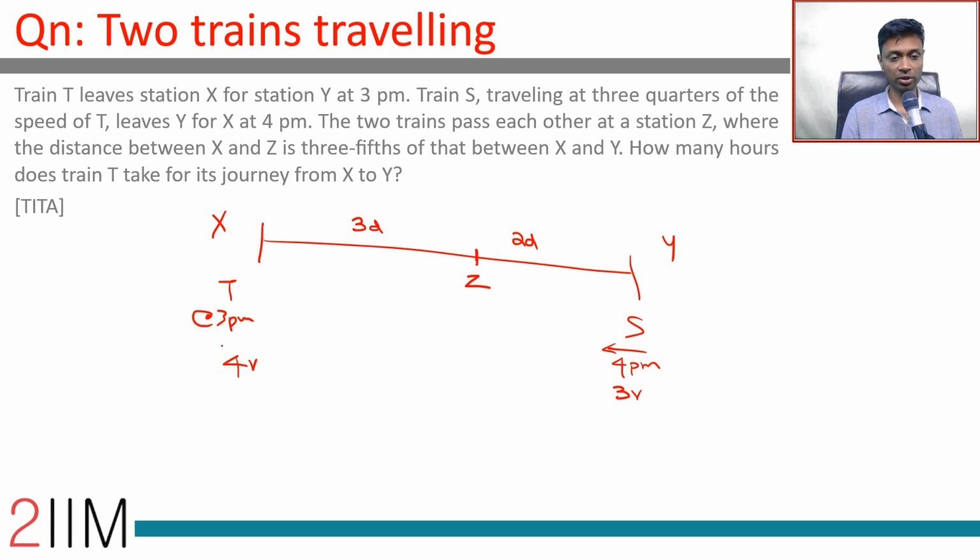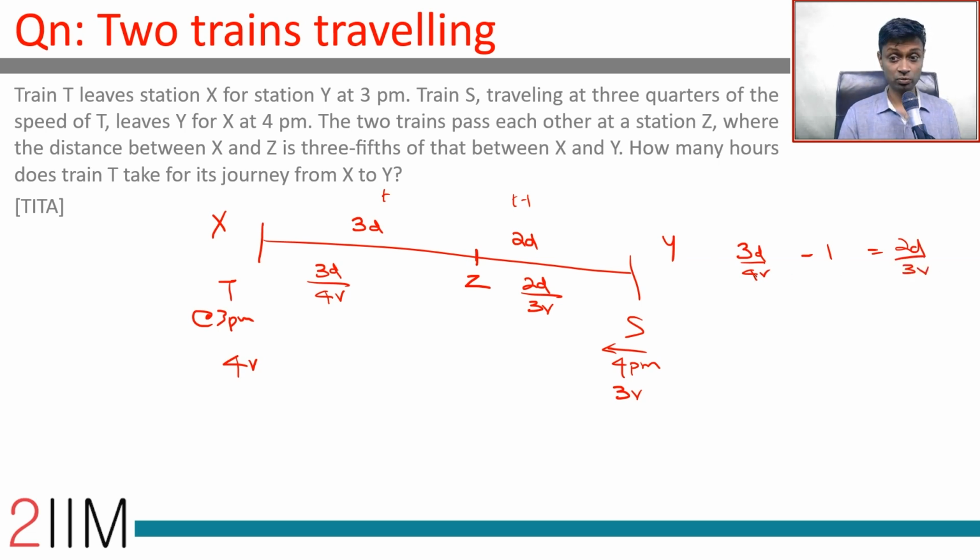It starts at 4, this starts at 3. And so think about this. To travel this 3D distance, the time taken would have been 3D by 4V. It would have been 2D by 3V. Now, this starts at 4 o'clock, so it travels for a shorter time than this. And so this travels for T hours, this travels only for T minus 1 hours. This number is 1 less than this. 3D by 4V minus 1 equals 2D by 3V.